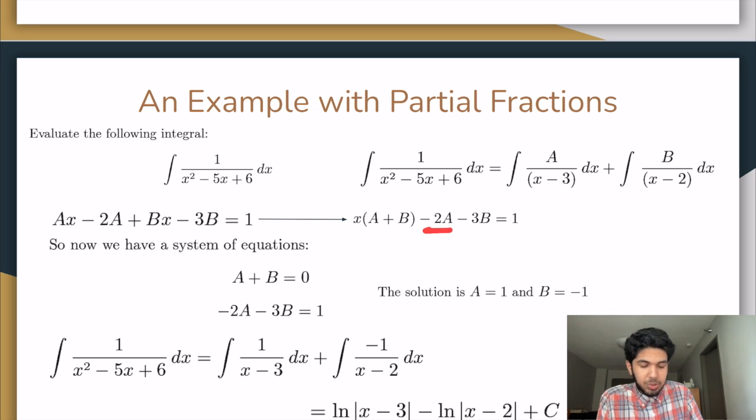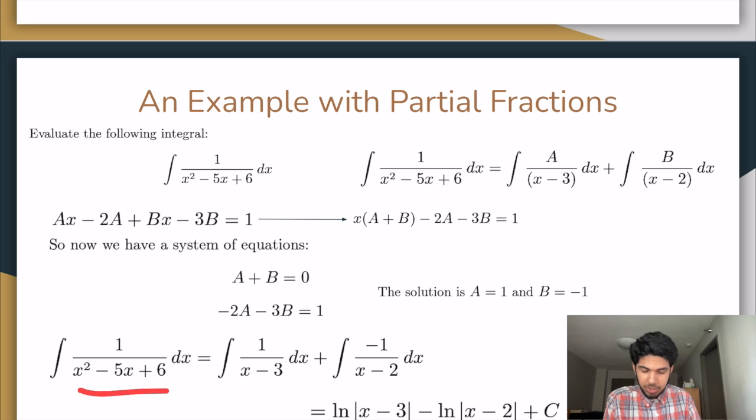We have minus 2a minus 3b. We know that a and b are going to be constants, so this product and sum will be a constant, and we're targeting for that to equal 1. Hence, that's how we get the second equation. We can solve these systems of equations using just normal algebra techniques. Get a equals 1, b equals negative 1. Then we return to our integral.